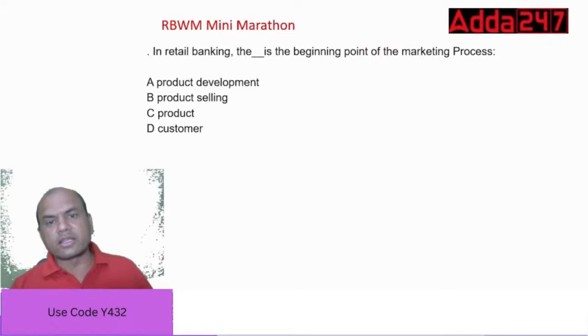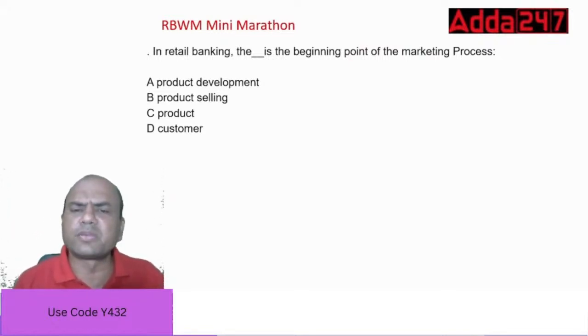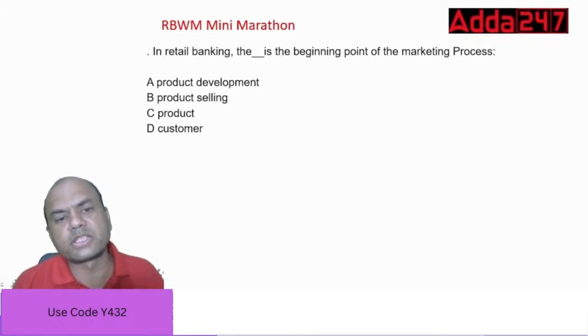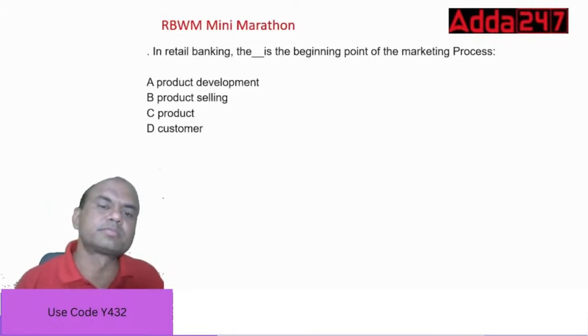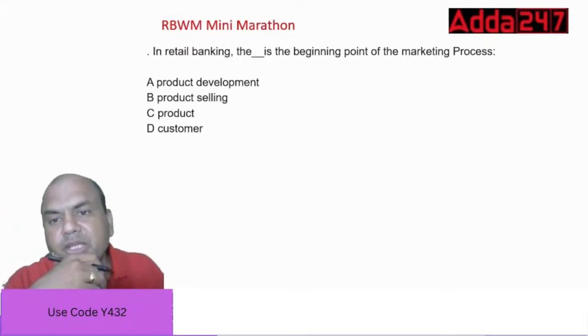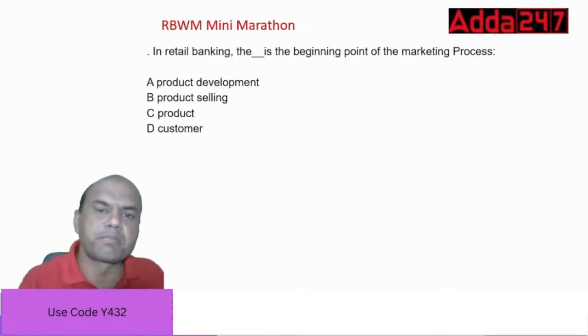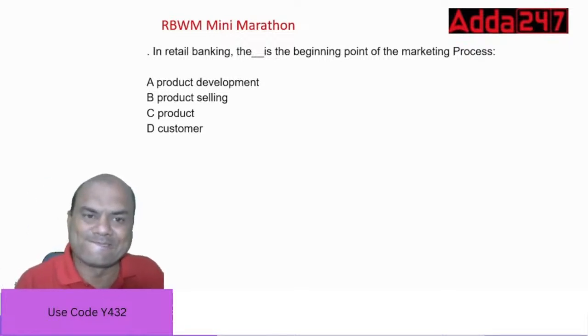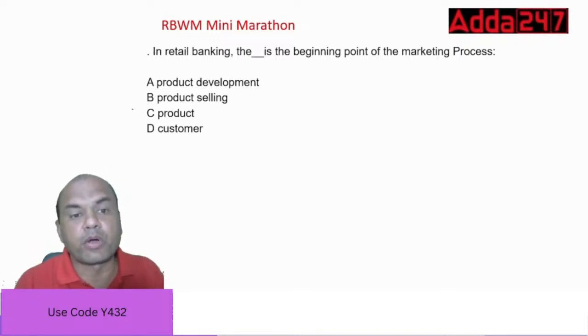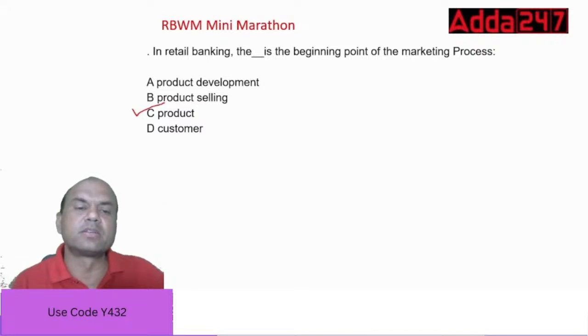In retail banking, there is a dash which is the beginning point of the marketing process. So which is the beginning point? Product development, product selling, product, or customer? It is product. Main is always the product. After the product, everything starts: product development, product selling, customer, everything is there.